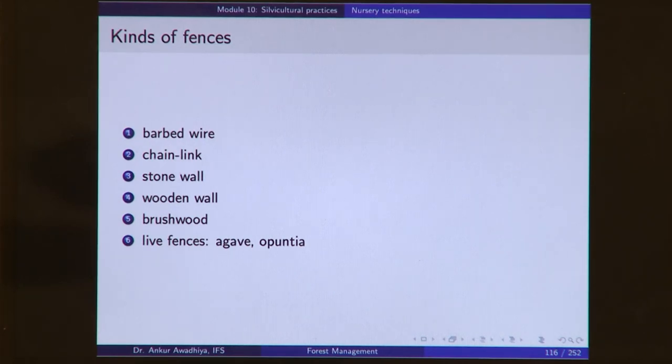Or we can even go with live fences like agave and opuntia. These are plants that have thorns or spines, and they can be raised along the boundary of the nursery to act as a fence. So these are known as live fences or green fences.